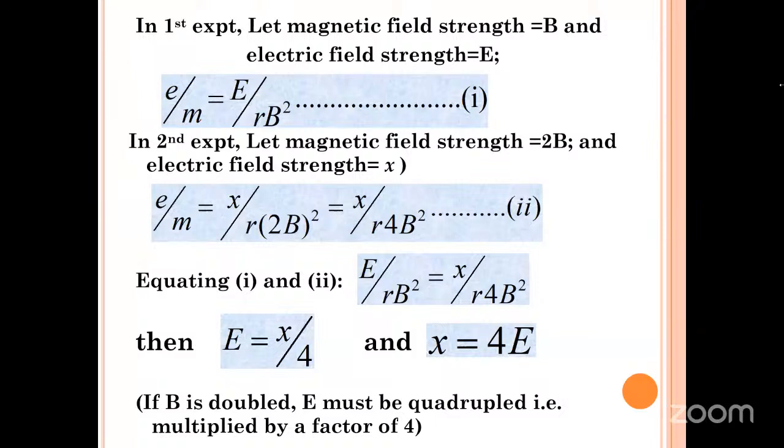Please, I'm having an issue with equating 1 and 2. We are equating 1 and 2 together. That's why we have E over R B squared equals X over R 4B squared, ma. Yes. Okay. Thank you very much, I get it now.